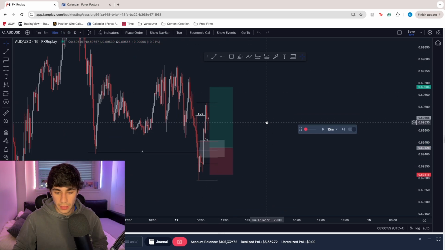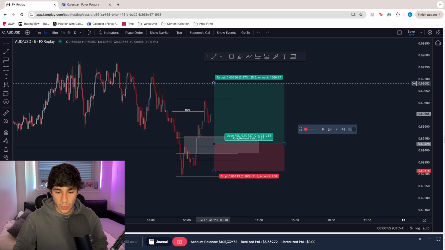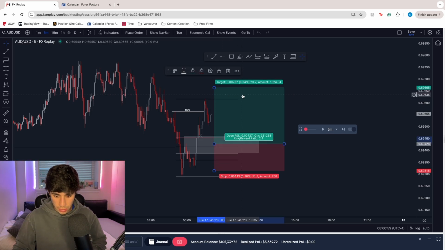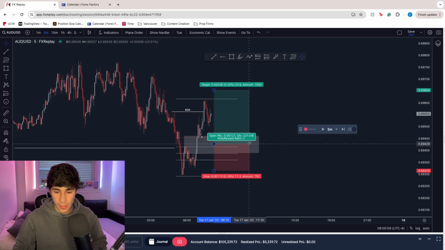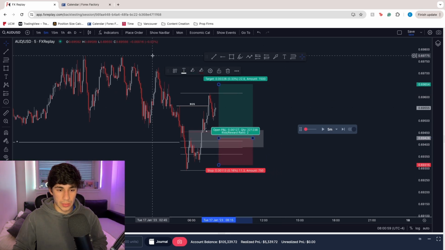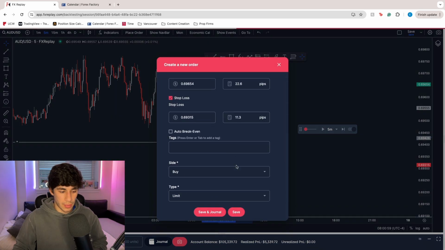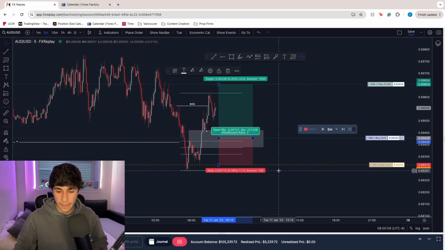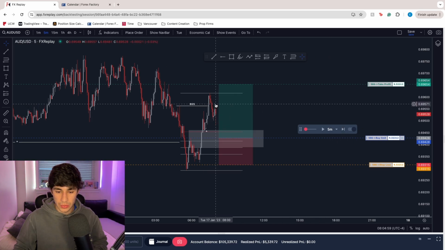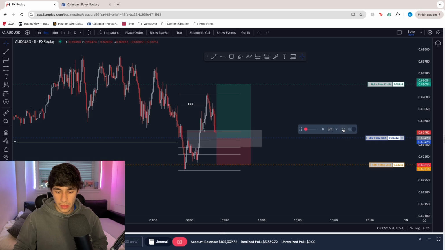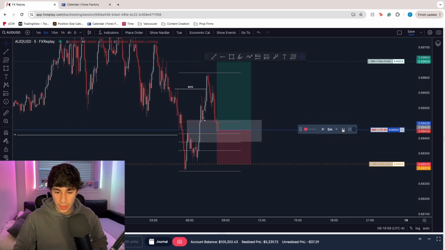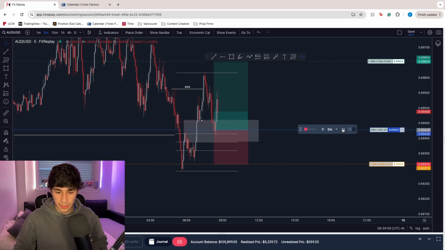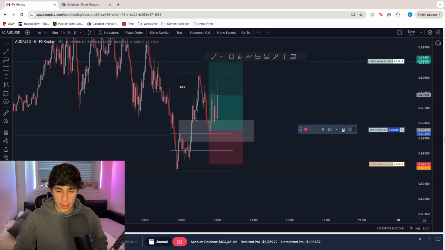Let's see where to target. So it will be a 1 to 2 to this point, here. So 1 to 2 will be the entry. Oh, let's place the order at this point here. So it's 8 a.m. Let's see if price is able to reach our zone. Let's see. So there you go. Let's see what happens.